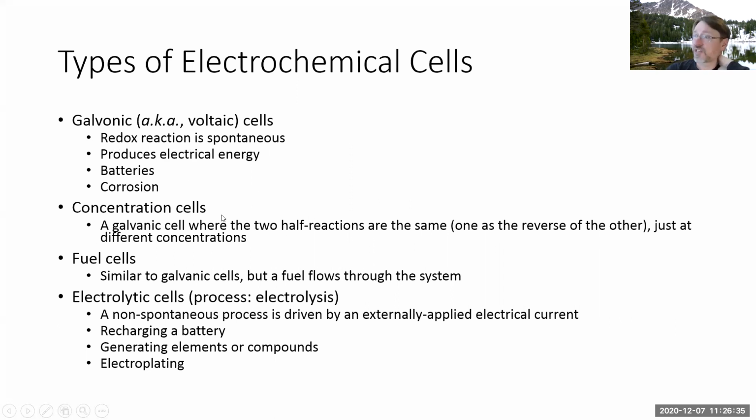A concentration cell, and unfortunately this is, I don't think, even mentioned in the textbook, but Newton goes over this. This is a galvanic cell where both of the half reactions are the same, but one of them is the reverse of the other. So maybe you have iron 2+ going to iron 3+ on one side, and iron 3+ going to iron 2+ on the other side. The issue is that the iron solution that you have is going to be at different concentrations. And so that concentration difference is what's going to drive the reaction one way or the other in that case.